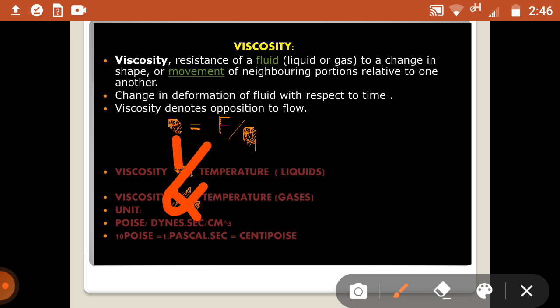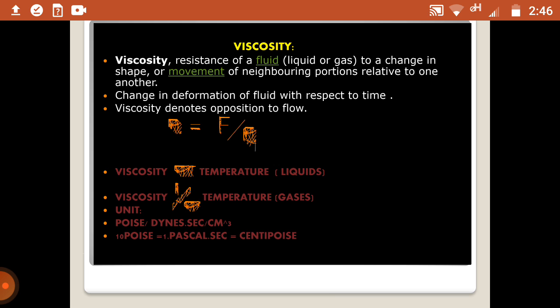Okay, understand? Now, the unit of viscosity. What is its unit? Its unit is poise, or dyne per centimeter squared. Poise is the name of a scientist. Dynes into centimeter per centimeter cube is the unit of viscosity.